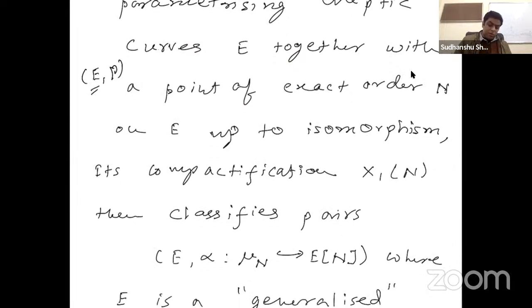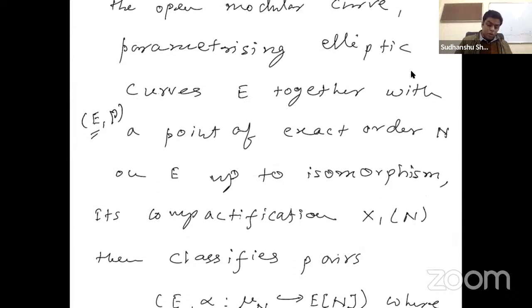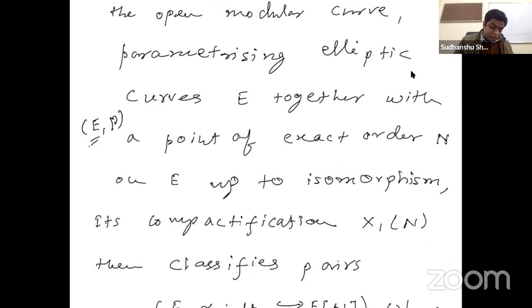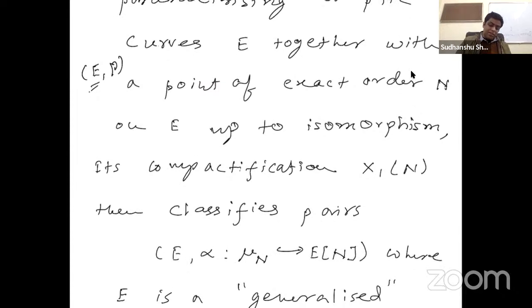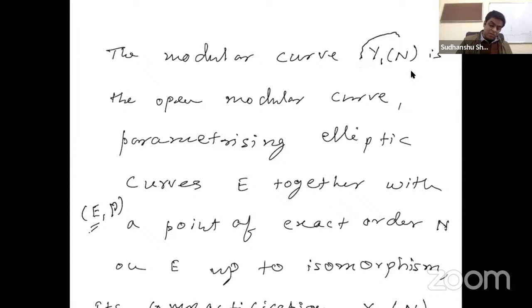Of course over the algebraic closure, so over Q bar, if you are looking at things over Q. This is how Y_1(N) is described. Usually one defines it over C, but these exist in fact over Q also, or over any Z[1/n] algebra.